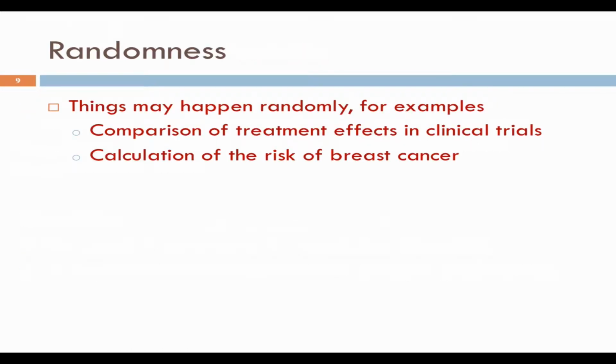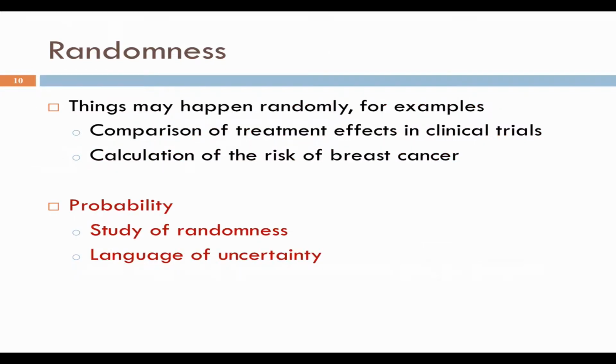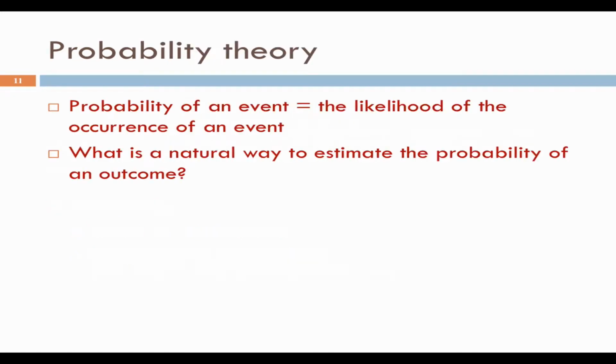So, randomness. Things may happen randomly. For example, if you estimate the mean age, or if you estimate the treatment effects in different clinical trials, you get this 100 women or this 100 patients, and they will give you different estimates of the mean or different estimates of the treatment effects. So probability is really a language of uncertainty, and it quantifies randomness. Today we will introduce several very important theories in probability.